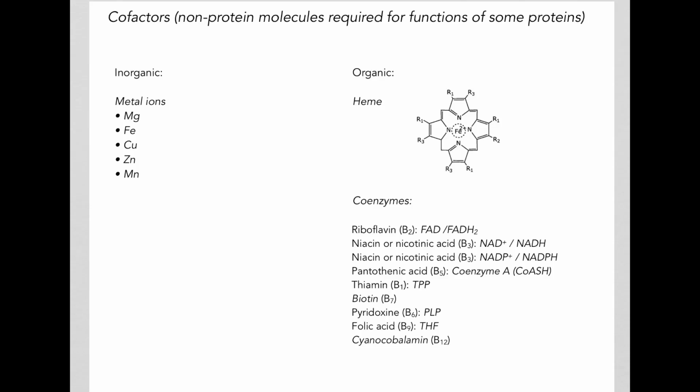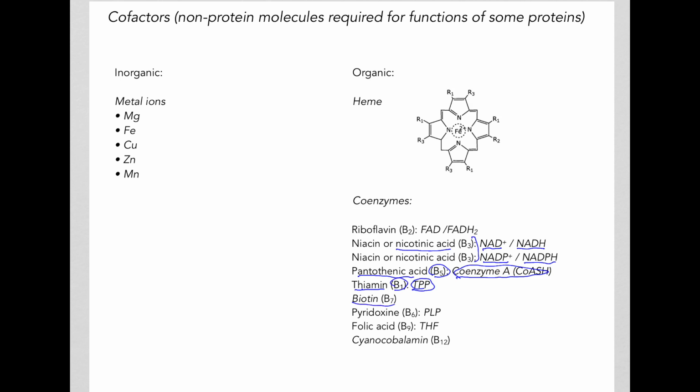For example, FAD, the oxidized form, and FADH2, the reduced form, are derived from the vitamin riboflavin, which is vitamin B2. NAD and NADH, as well as NADP and NADPH, are derived from niacin, also known as nicotinic acid, which is vitamin B3. Coenzyme A is derived from pantothenic acid, which is B5. TPP, or thiamine pyrophosphate, is derived from thiamine, which is B1.